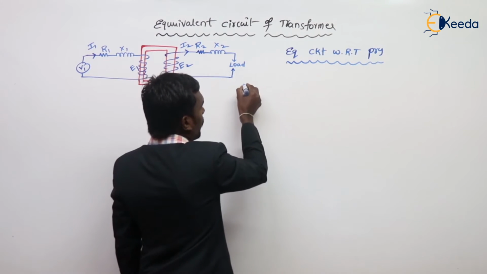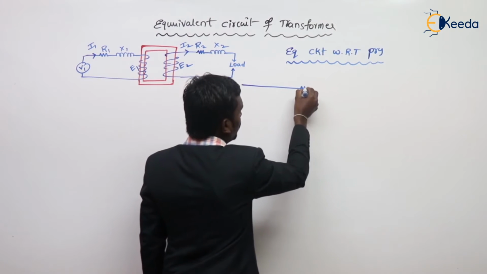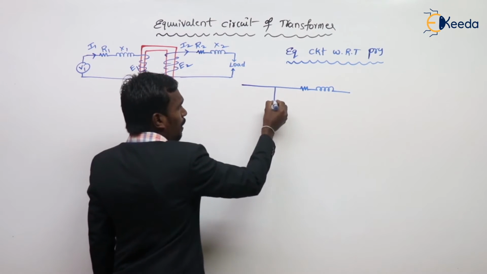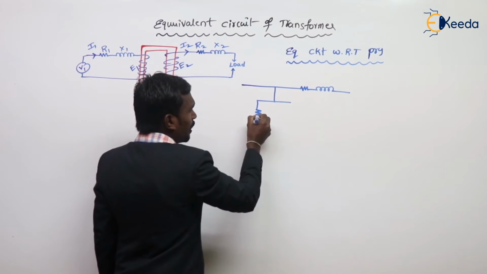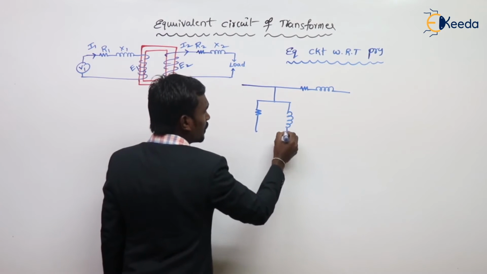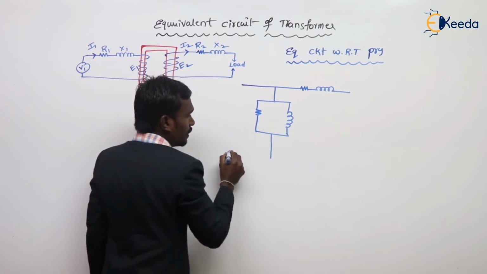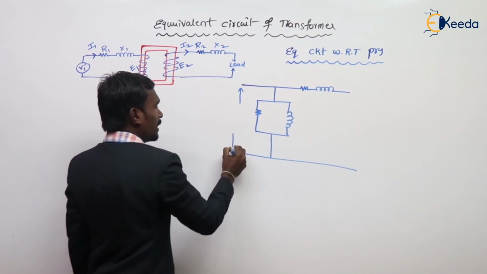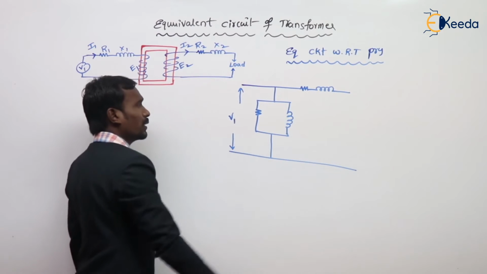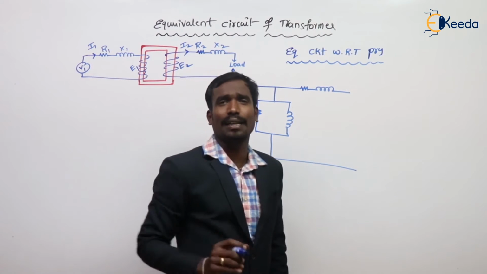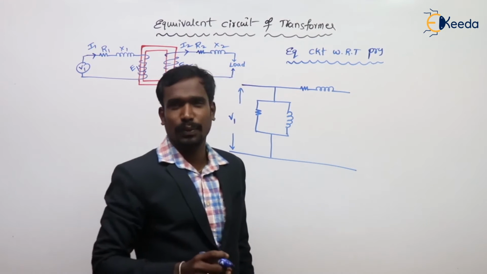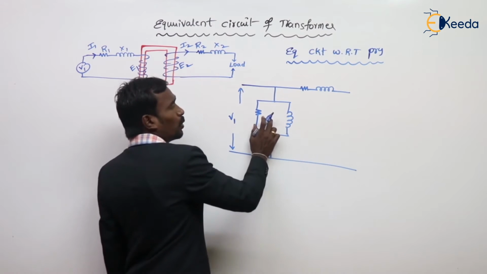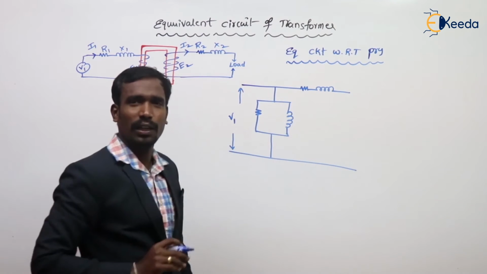I am drawing the final equivalent circuit. In approximation, the no load component is brought forward, because at no load condition the leakage flux is very small. At no load condition the current is also very small. No load current is just 2 to 6%. That's why I'm taking this approximation. The no load branch is brought forward.